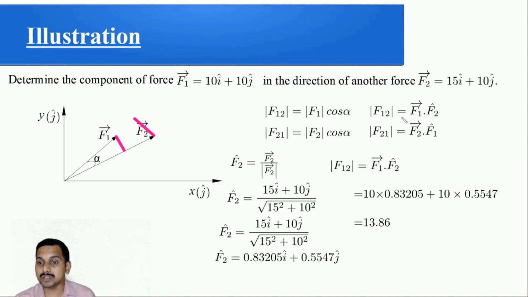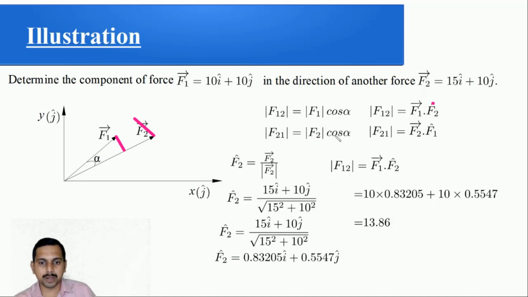So the direction of force F2 is determined by the unit vector of F2. This unit vector is important. So F1 we are dotting with the unit vector along F2. Similarly, for F21 we get the F2 vector dotted with the F1 unit vector, because a unit vector always shows the direction. So that is how we have proceeded.